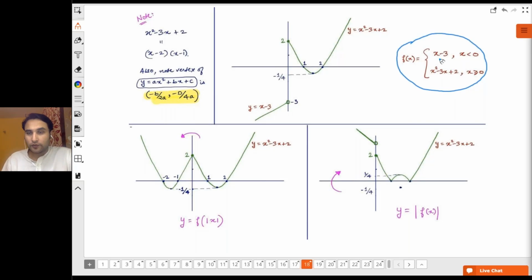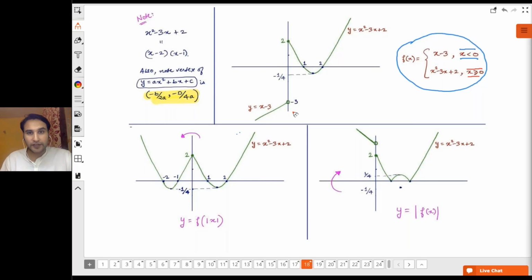Okay? So look, when x is less than 0, look at this very carefully, okay? When x is less than 0, then the graph is x minus 3. For x less than 0, the graph is x minus 3, a straight line graph. All of you know? When x is equal to 0, the graph tends to minus 3. Yes. So y equal to x minus 3 graph. But when x is greater than 0, then the graph is of x square minus 3x plus 2, a quadratic graph.